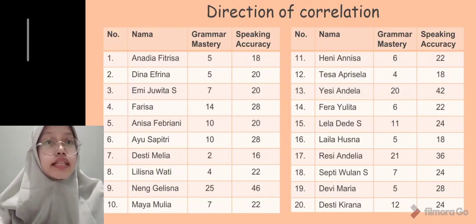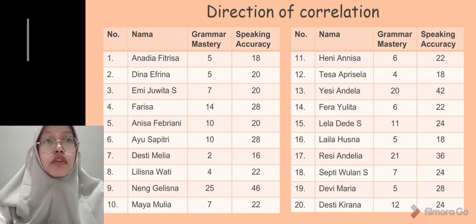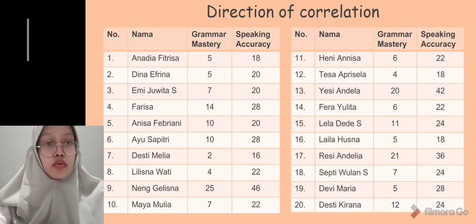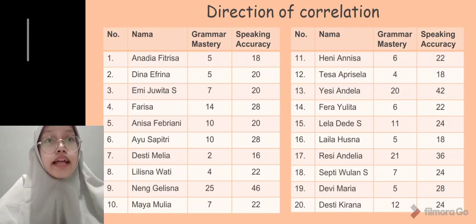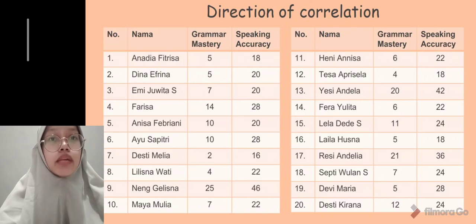And Yesi Andela, the score of grammar mastery is 20 and the score of speaking accuracy is 42. Vera Yulita, the score of grammar mastery is 6 and the score of speaking accuracy is 22. The next is Lela DDS. The score of grammar mastery is 11 and the score of speaking accuracy is 24. Laila Husna, the score of grammar mastery is 5 and the score of speaking accuracy is 18.